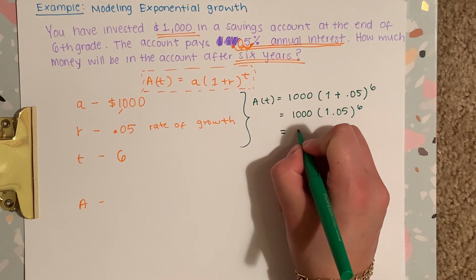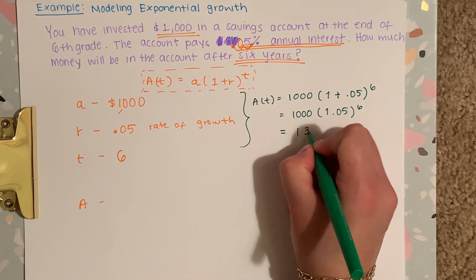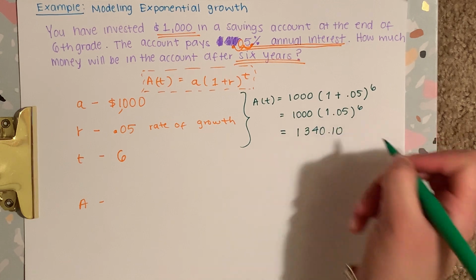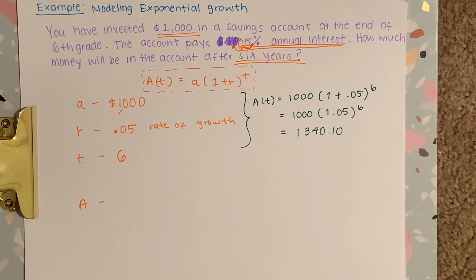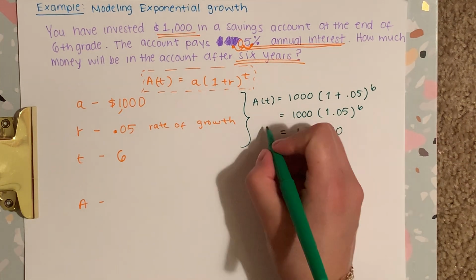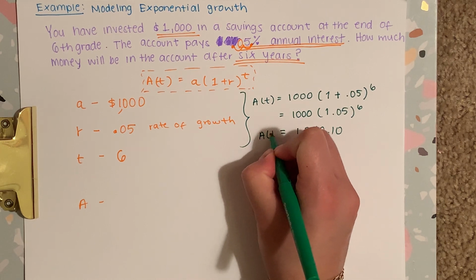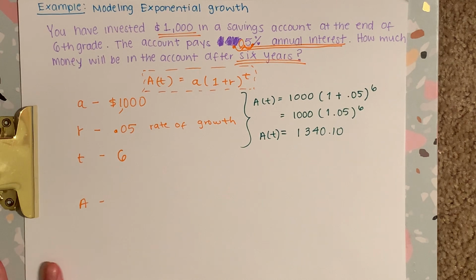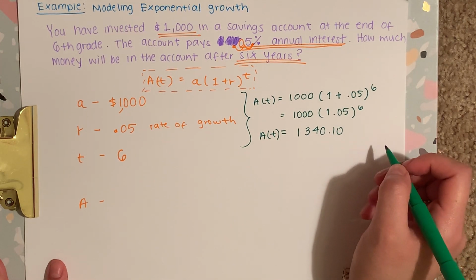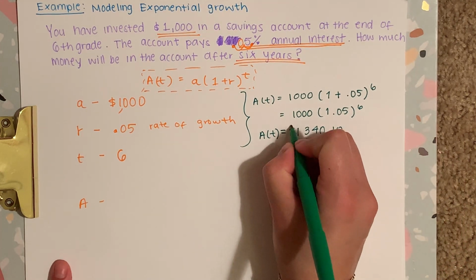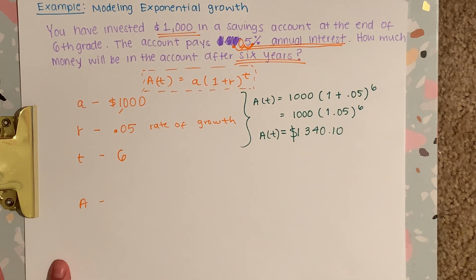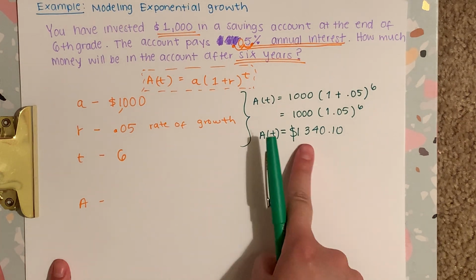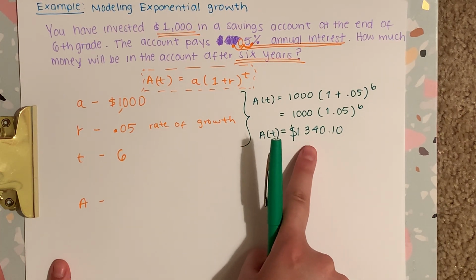That is going to equal 1,340.10. So that is your total amount, right? So your total amount is $1,340.10. So now the question is, how much money will be in the account after 6 years? Well, this is how much is going to be on the account after 6 years.